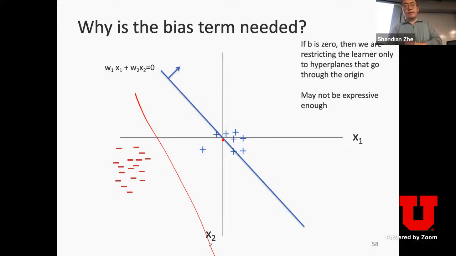Okay, so now we finish our discussion about the definition and the basic properties of linear classifiers. On Thursday, we're going to start talking about least mean square learning for linear regression models.